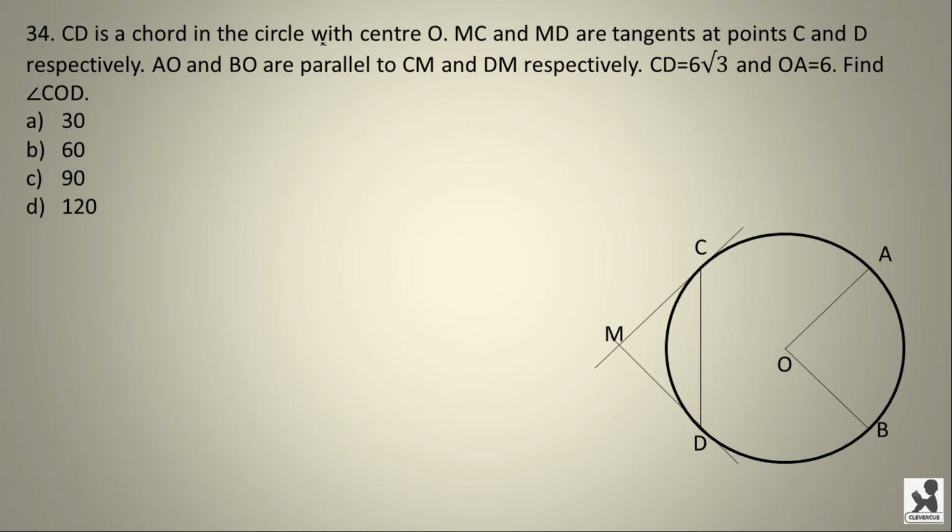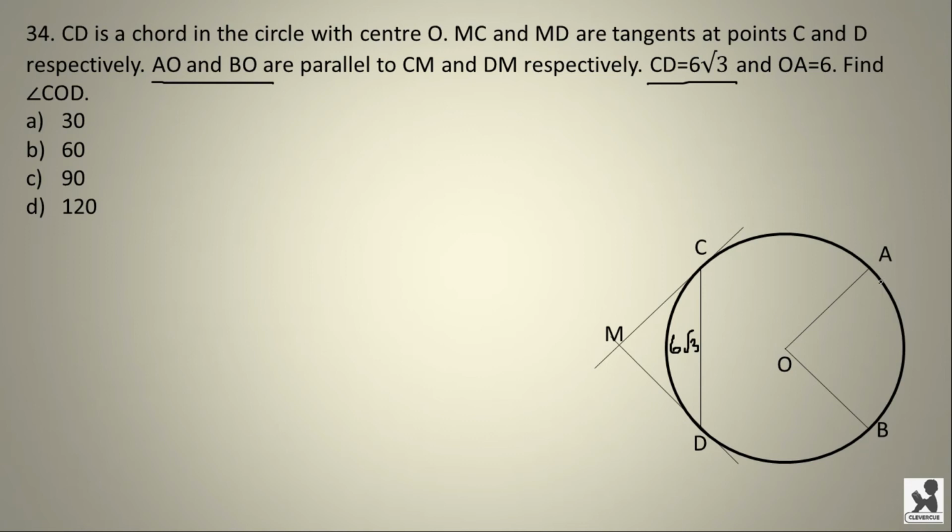CD is a chord in the circle with center O. MC and MD are tangents at points C and D respectively. Now AO and BO are parallel to CM and DM. AO is parallel to CM and BO is parallel to DM. Now CD is given as 6 root 3. The value of CD is 6 root 3.